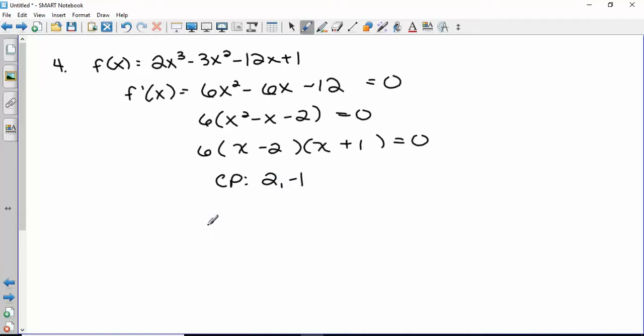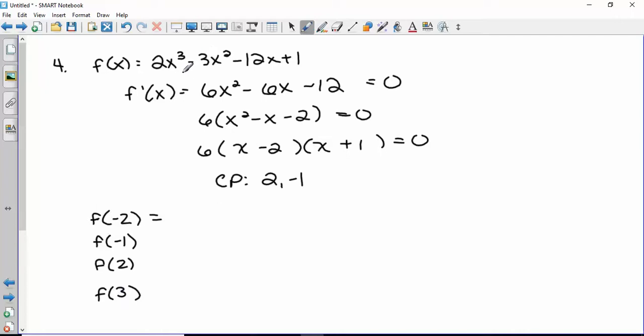Alright, absolute maxes and mins mean it can happen at a critical point or the endpoints. The interval was -2 to 3. First, make sure, are both of your critical points in that interval? Yes. If one wasn't, we would throw it out. Then we are going to test all of those, the critical points and the endpoints. We plug these into the original and see what we get.